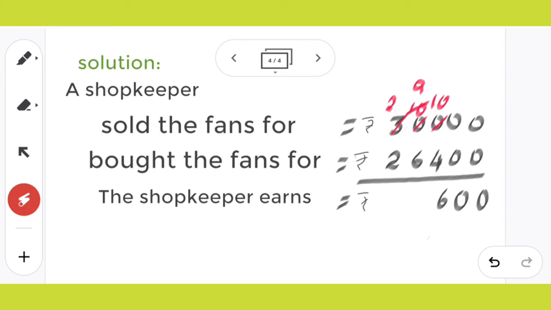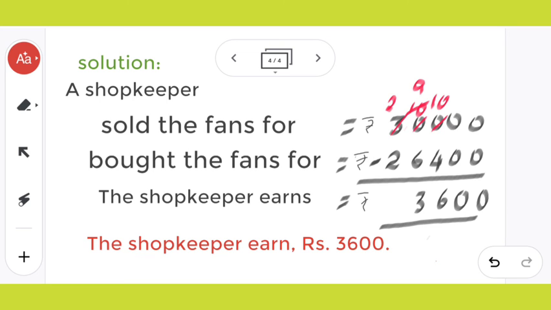Again we have here 9 and here 6. 9 minus 6 will be 3. And here 2 minus 2, it is 0 only, so you need not write anything. So the answer is 3,600. So he earns 3,600.